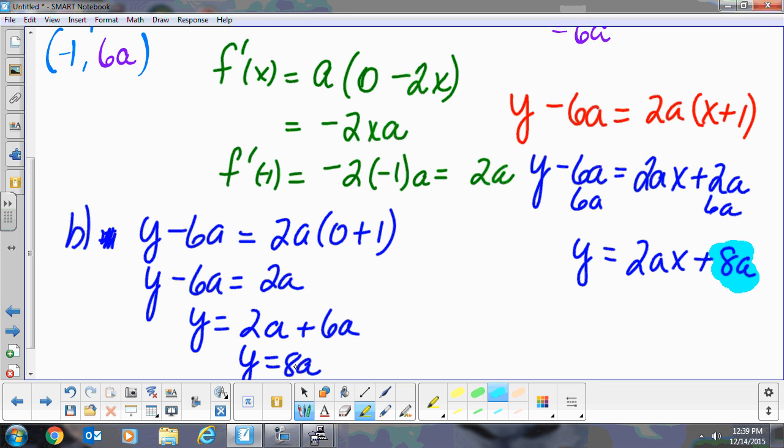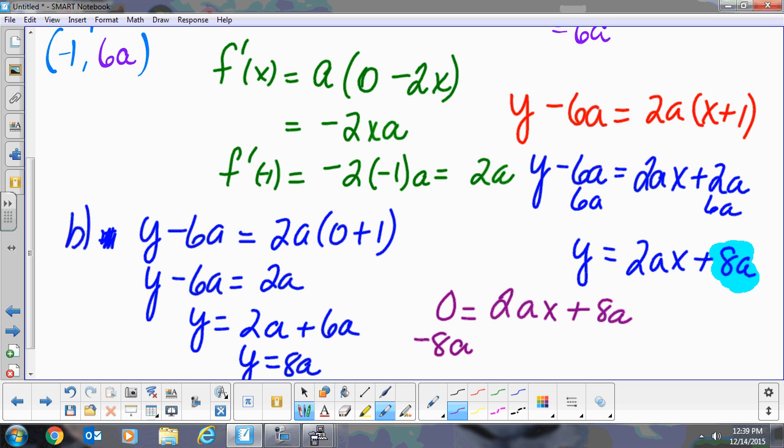Okay. Let's see. I have to do C. Find the x-intercept. Now what do we do? How do you get an x-intercept? You set y equal to 0. So now we're going to put 0 in for y. So 0 is going to equal 2x, I'm going to go with my slope-intercept form here, plus 8a. So I'm going to subtract 8a.